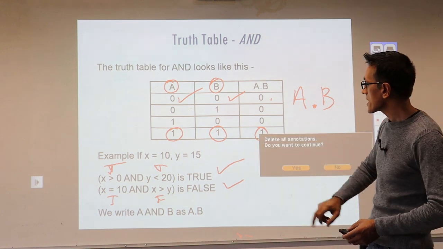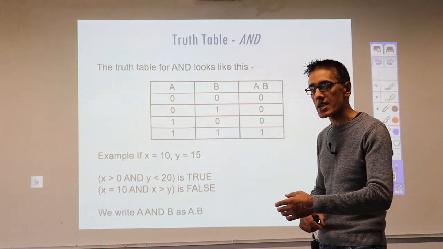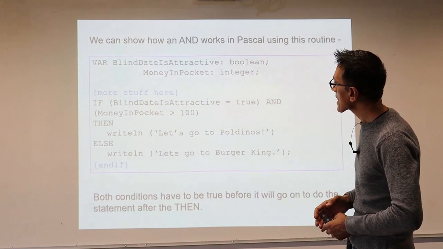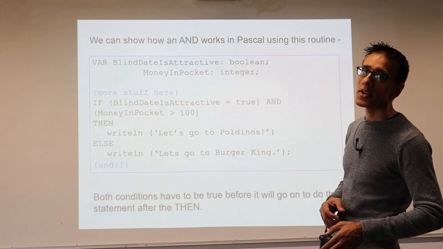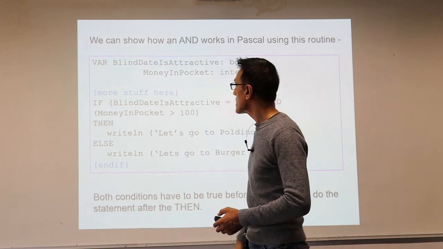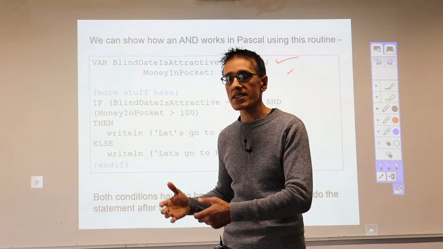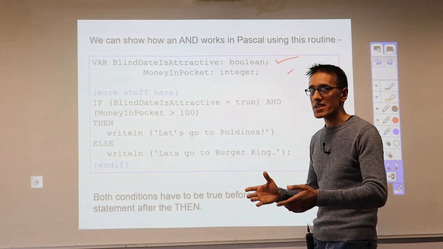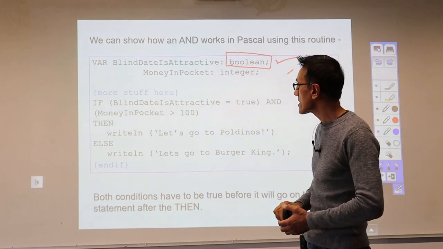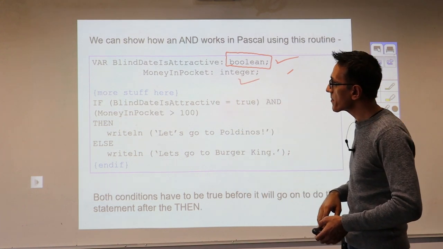That's the AND gate. So again, we're looking at the simple logic gates just now. We've seen the NOT, which inverts, and the AND, which requires both inputs to be true for the output to be true. Here's an example of how AND is used in a computer program. Again, this is Pascal. We have a variable called blind date is attractive, which is a Boolean variable. Now, Boolean, of course, this George Boole person from way back in the 19th century has eventually been eternalized in computers in the form of the Boolean data type. So Boolean data types can either be true or false. Money in pocket is an integer variable.